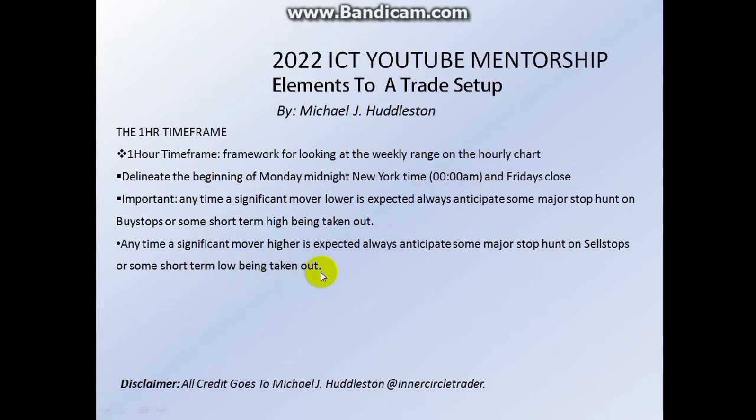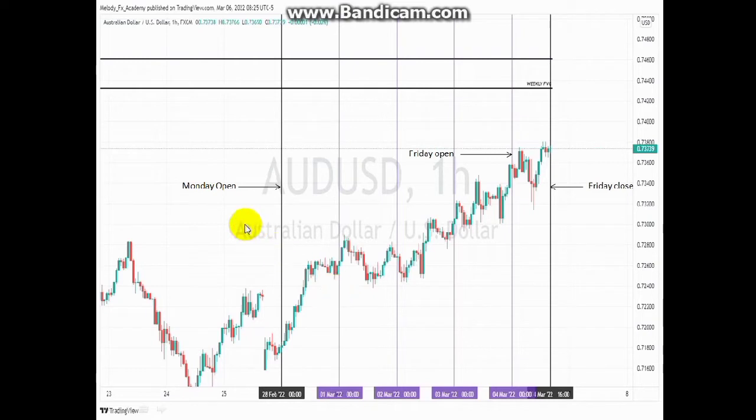low being taken out. Okay, so let us look at how we use the 1 hour time frame. How do we apply it on our chart? We are currently on a weekend, and this is the weekly candlestick that just closed. This is a delineation from Monday to Friday.